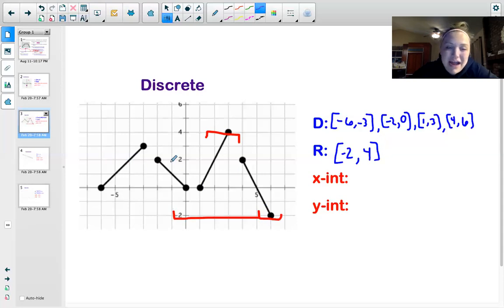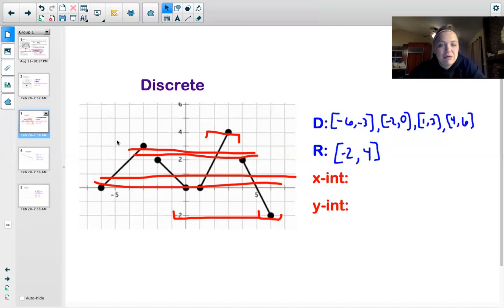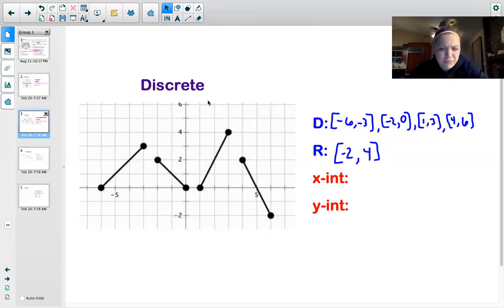That means I could never actually draw a line or do that little squiggly thing that I had done before. I can't do that for the range because there's never a spot where I could draw a line like here. Bam, it crosses that point. Okay, if I tried to draw a line right here, no, it crosses there, it crosses there, it crosses there. So I can never draw something to break up the range. So my range actually didn't have any breaks. It's just one interval.